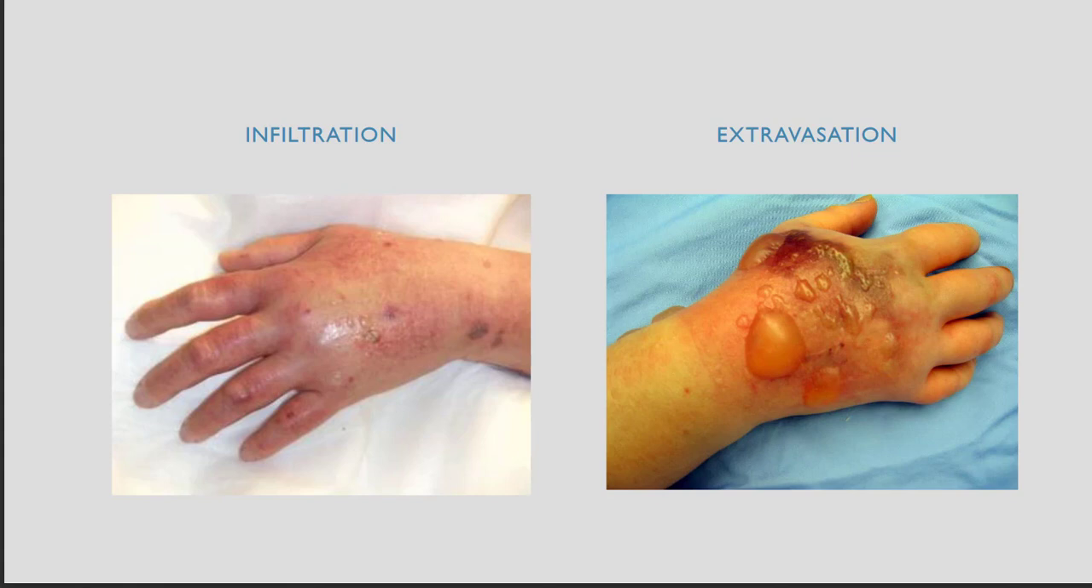The number one goal is to prevent extravasation altogether. However, when it does occur, treatment includes stopping the infusion immediately, aspirating the contents through the needle that is still intact, elevation of the extremity, use of warm compresses initially and then cold later. We should also initiate new IV access.